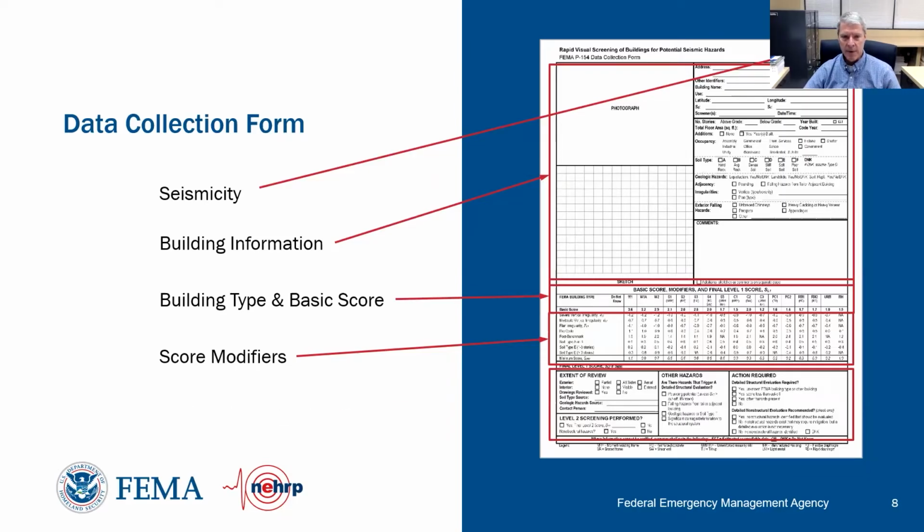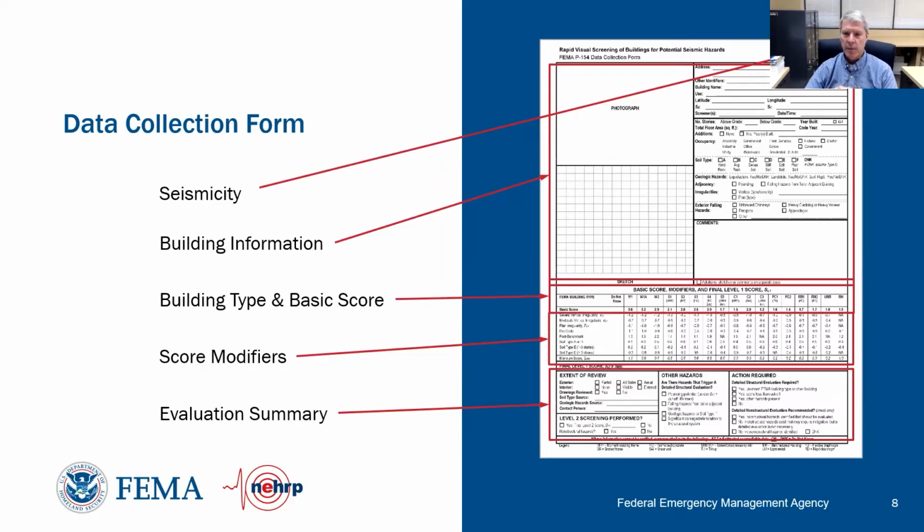Now, the bottom of our form is our evaluation summary. It's just a summary of what we've done to date, and it records other things such as the extent of our review. Did we go inside the building? Did we have structural drawings that were available for us to review? What source did we use for our geological data? Did we speak with anybody when we were out there reviewing the building in person? And so that information can be recorded.